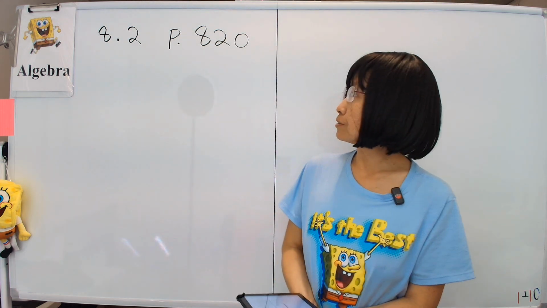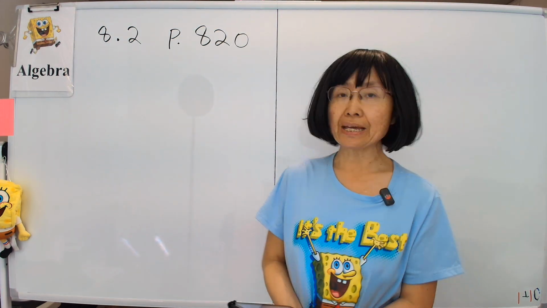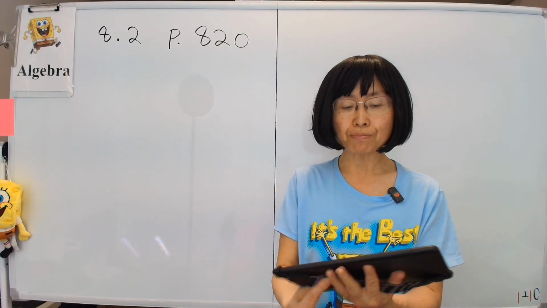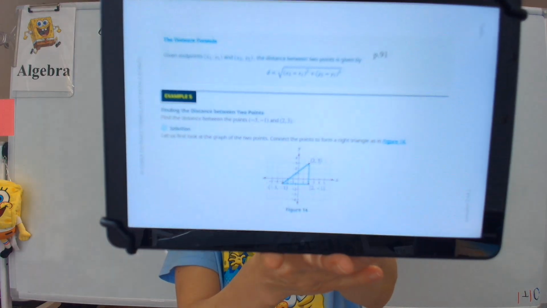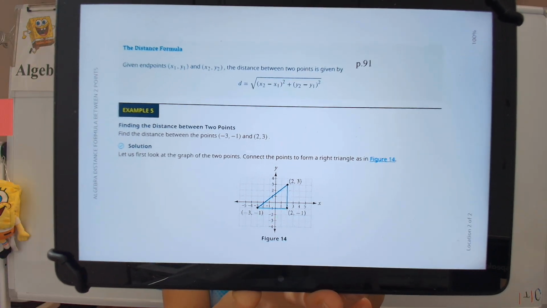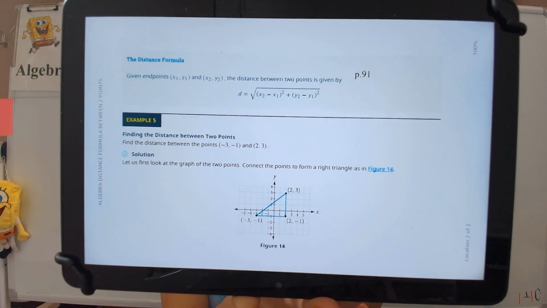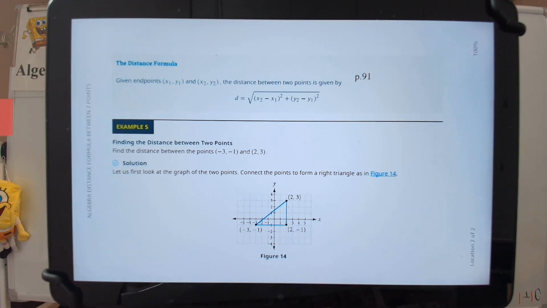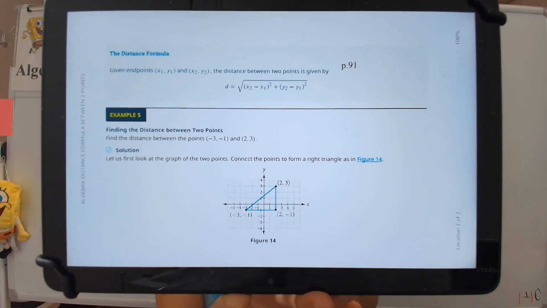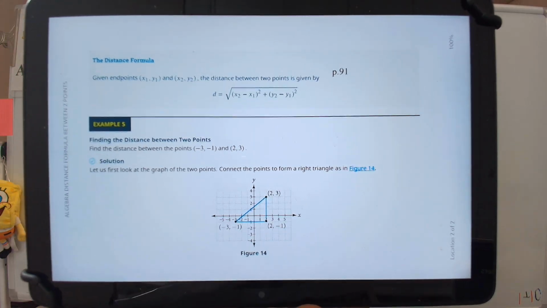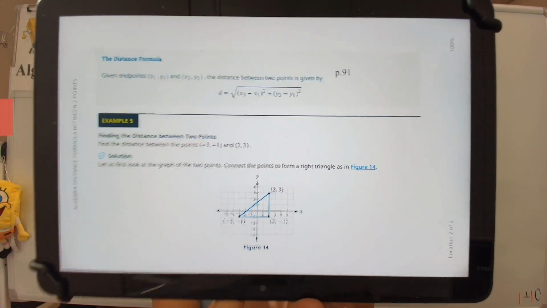Today we're going to do section 8.2 on page 820. But before that, I want to again remind you of the distance formula. This is the same thing I reminded you of in the previous video, because we're going to be doing almost the same thing here as we did before. Make sure that you understand this formula. This is on page 91, and understand how example 5 on that page is done.